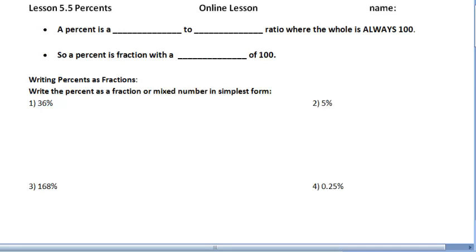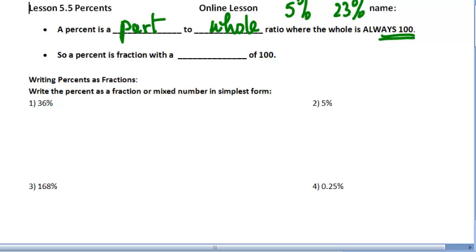This is lesson 5.5, percents, chapter 5. A percent is a part to a whole ratio where the whole is always 100. Remember, you always write something as 5% or 23%, and you already have done this where you write the 5% as 5 over 100. So that's why we are saying that 5 over 100 is a ratio, or 5% is a ratio where the denominator or the whole is always going to be 100.